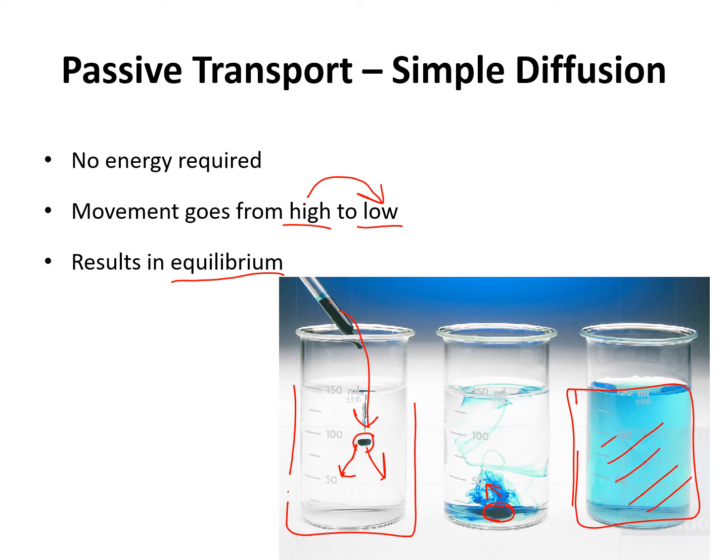Now when you get to the point of equilibrium, the molecules are still moving, but because you no longer have a concentration gradient, you do not have diffusion.